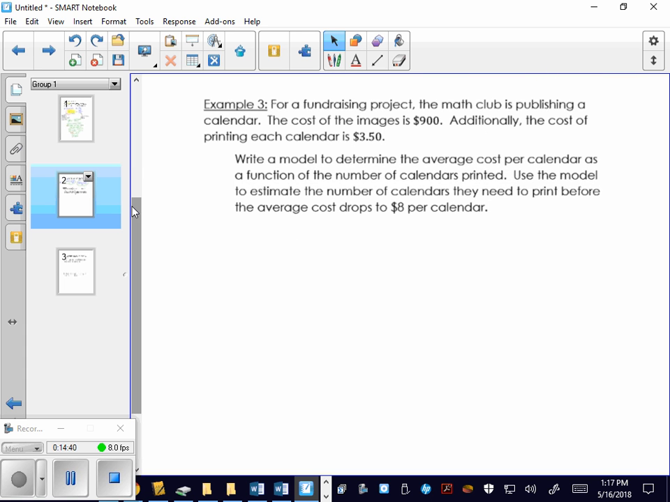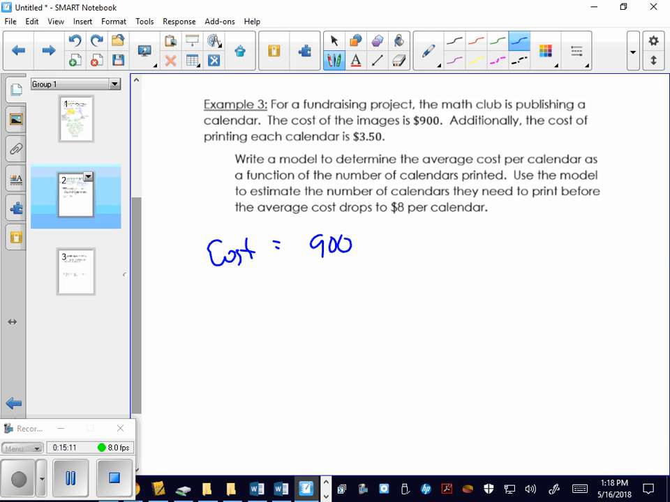For a fundraising project, the Math Club is publishing a calendar. The cost of the images is $900. That sounds like a fixed fee to me. Additionally, the cost of printing each calendar is $3.50. So every time we print a calendar, we're going to have to tack on another $3.50. So again, what it sounds like to me is this. The cost is going to be the fixed fee, which is $900, plus $3.50 per calendar. That's the cost of the calendars.